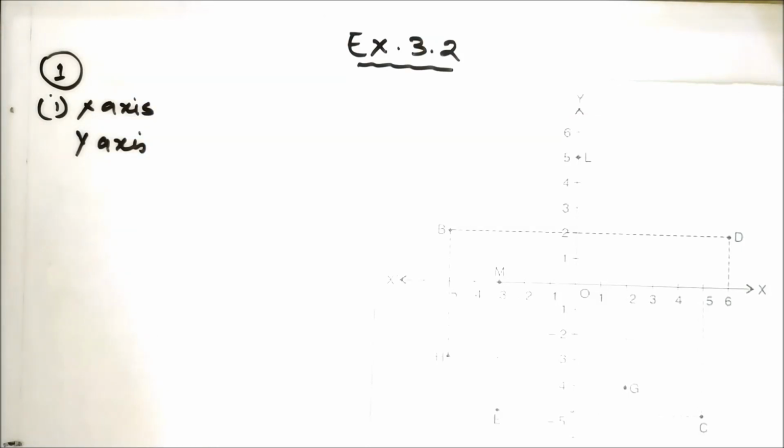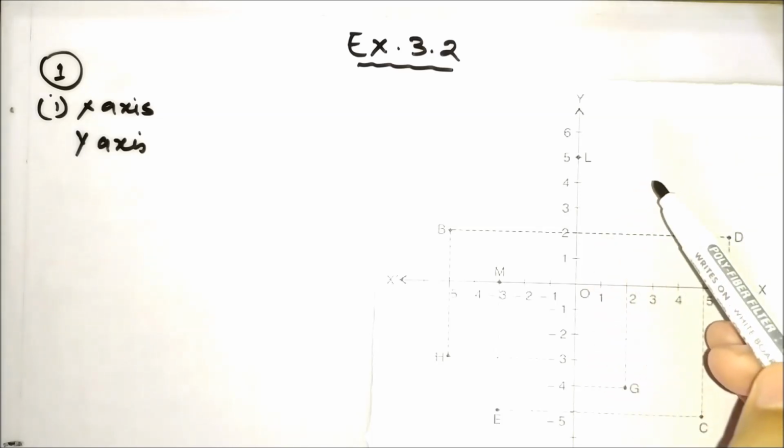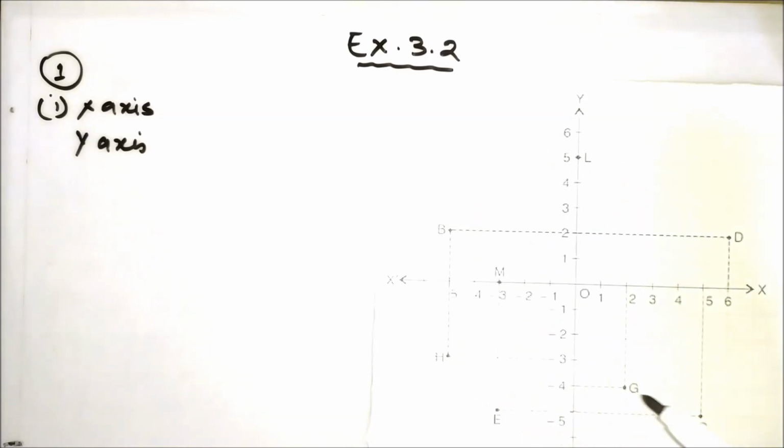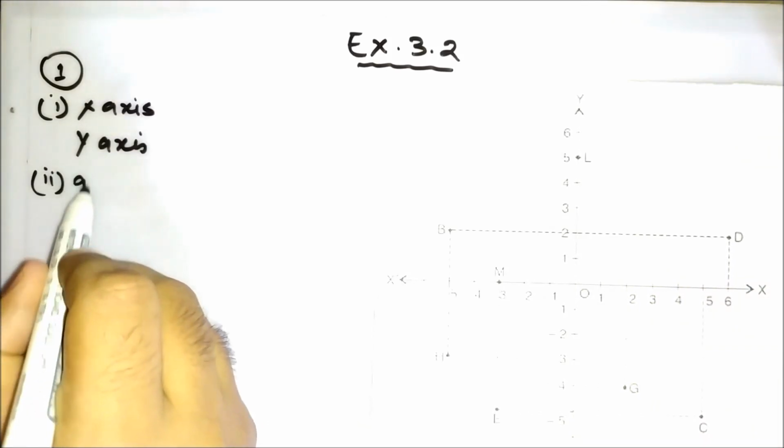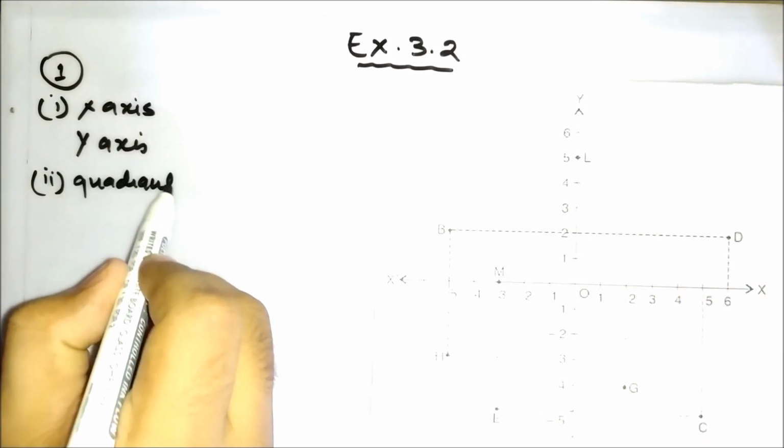Second question is, what is the name of each part of the plane? Plane means the Cartesian plane here. What is the name of each part of the plane formed by these two lines? So when you draw these two lines, they are perpendicular to each other and it divides the Cartesian plane into 4 quadrants. Okay, this is first quadrant, this is second, third and fourth. So each part is known as quadrant. So the second answer is quadrant.